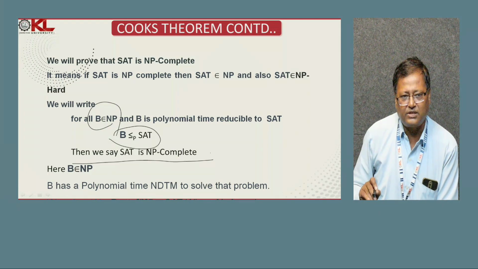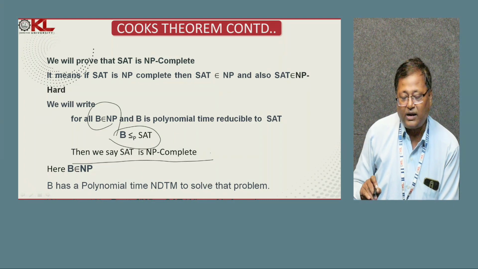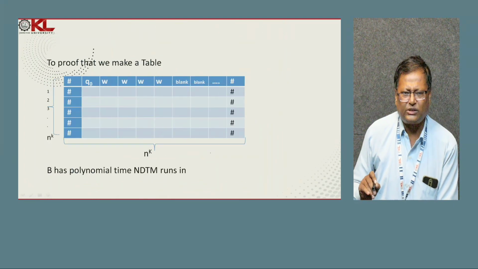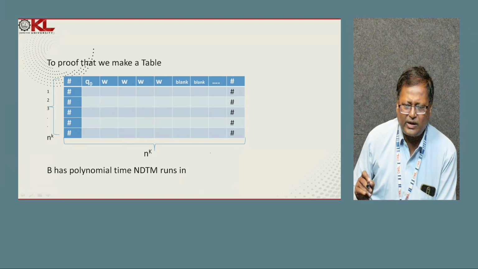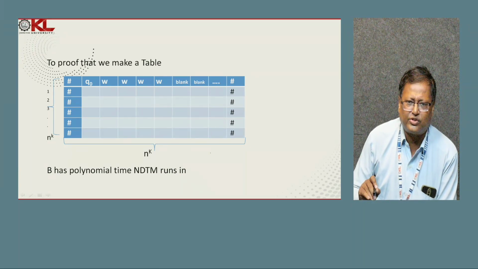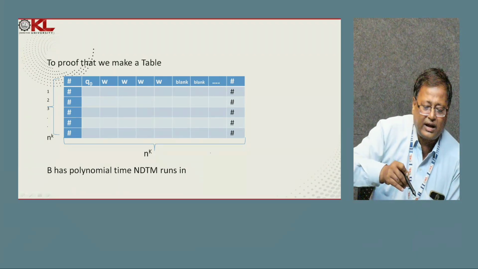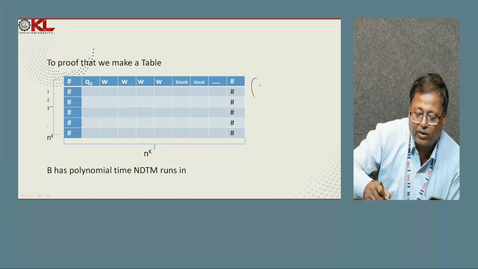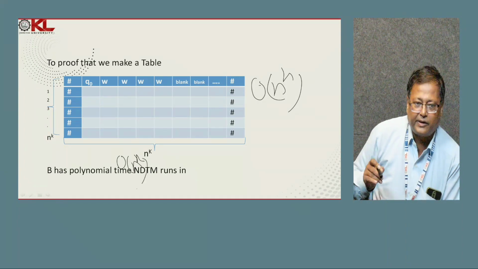Here we say B is in NP, which means there is a non-deterministic Turing machine to solve that problem. Here, by using a tableau, we prove that B has a polynomial time NDTM. Suppose the Turing machine runs in n to the k time, so there are n to the k rows, and for all the columns the time complexity is order of n to the power k.